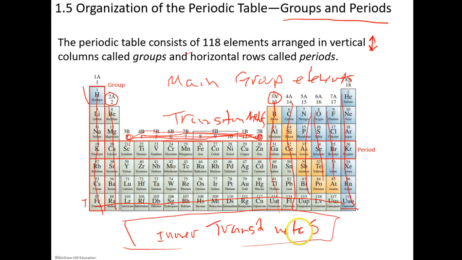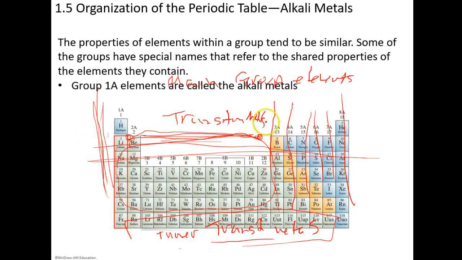All right. So you have the main group elements, which is really what we're going to talk about a lot of. The transition metals are this area in here. And then you have the inner transition metals. But pretty much you have groups, which are up and down, and then you have periods, which are horizontal across.